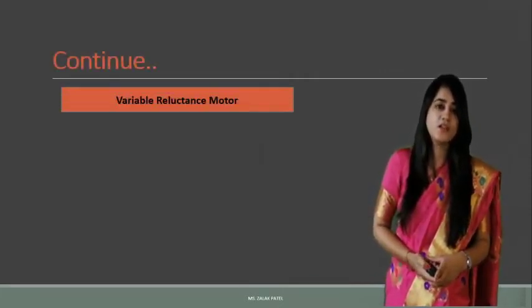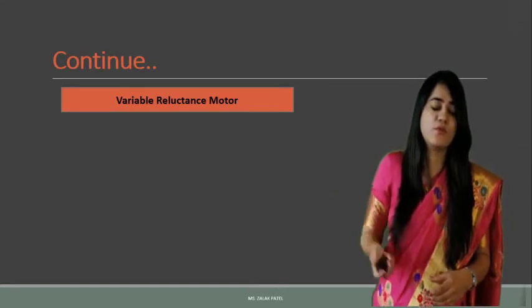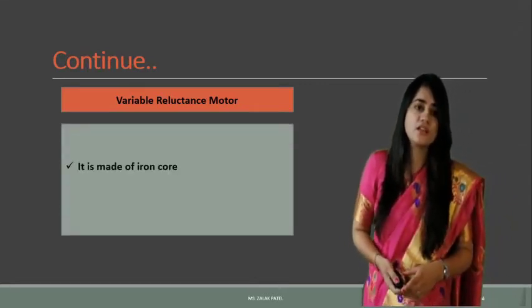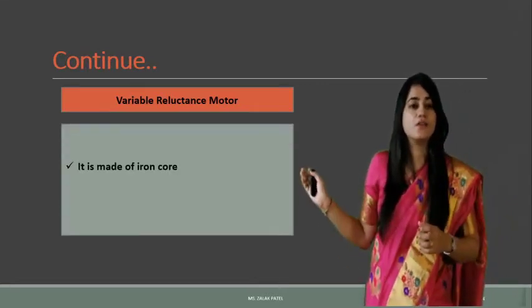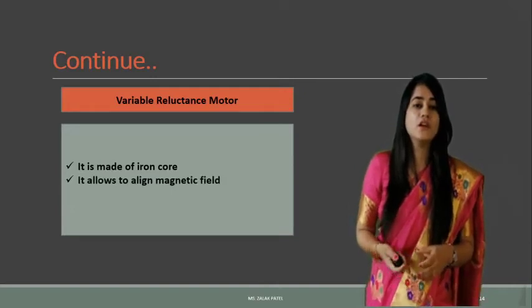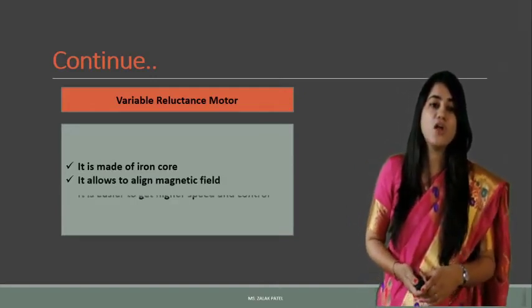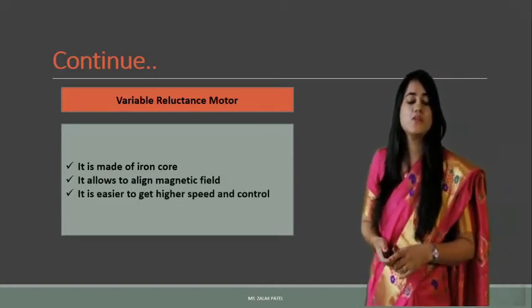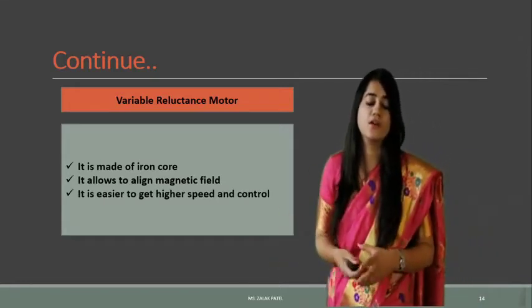The next one is the variable reluctance motor. The variable reluctance motor is made of an iron core, which aligns the magnetic field also, and it is easier to get higher speed and control with the help of the variable reluctance motor.